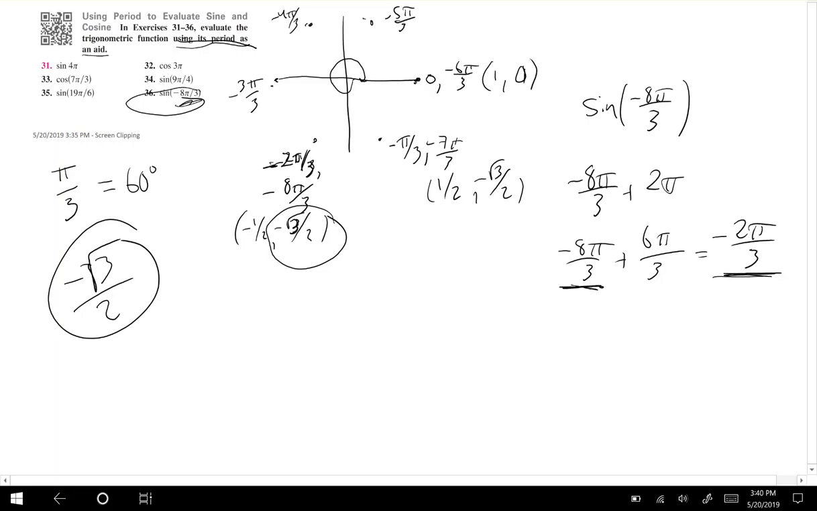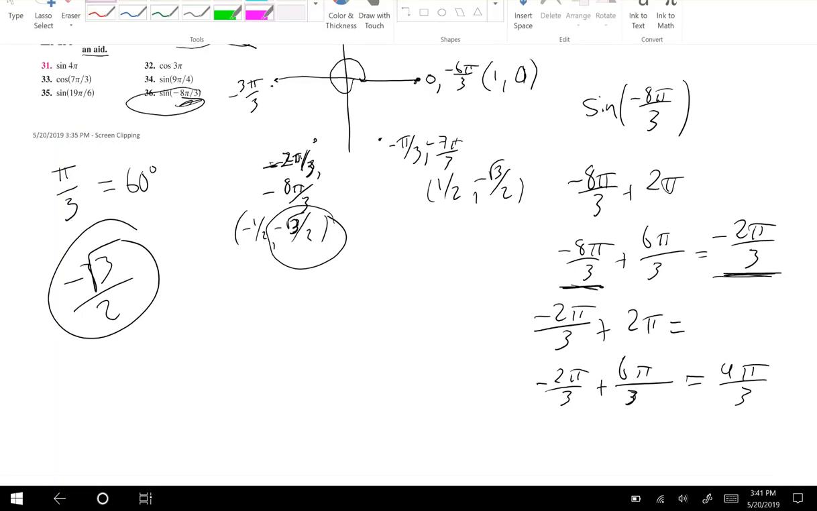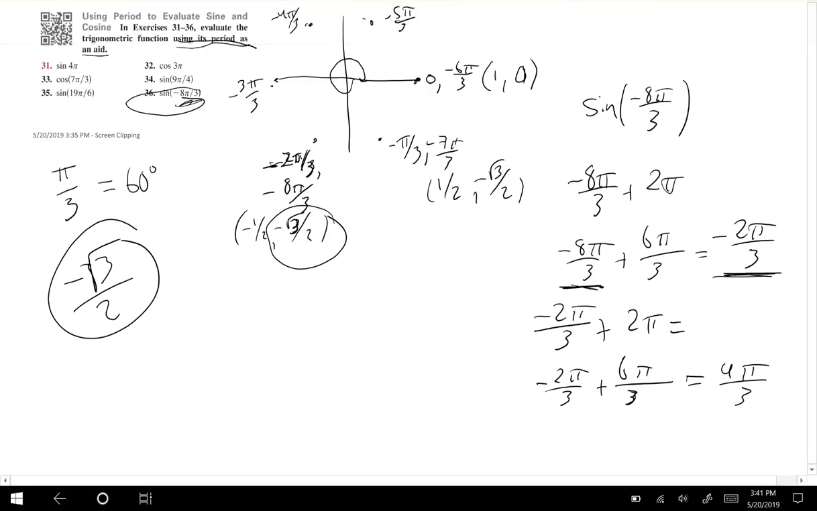If negative 2 pi thirds is not familiar, then force yourself to add another rotation, add another 2 pi, or add another 6 pi thirds, and then you get that all of these angles are coterminal. Negative 8 pi thirds, negative 2 pi thirds, and 4 pi thirds. All of those angles are in the same location.